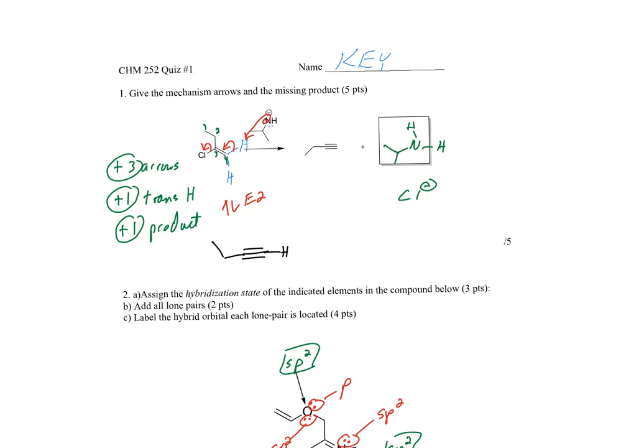Quiz 1. Here's the key. Biggest thing for this one, what I saw, so I had 3-point arrows, trans H to the product. Make sure you grab the right hydrogen. Make sure you grab the trans hydrogen.